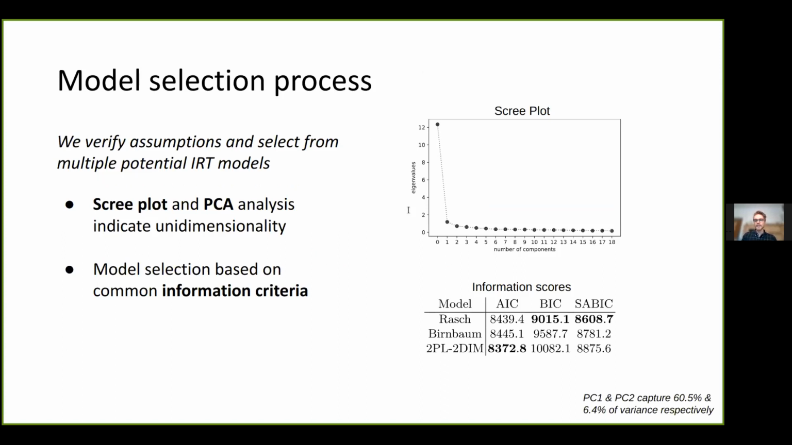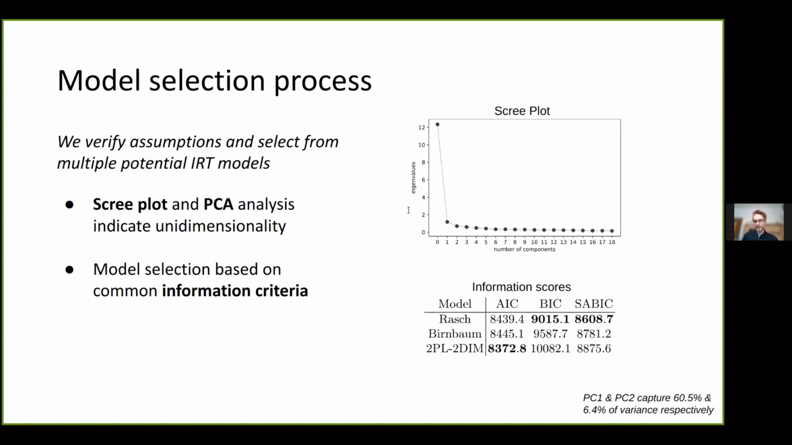One key assumption is tackled in the model selection. In the model selection process, we examine the data and model fit of different models to decide on the dimensionality, which was the first key assumption, and select a model. One method to investigate the underlying dimensionality of our data is the scree plot and principal component analysis, or PCA, applied to the students' performance data.